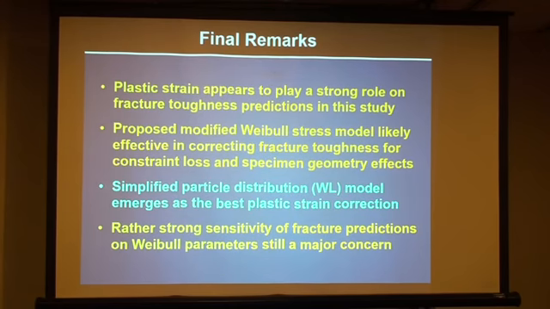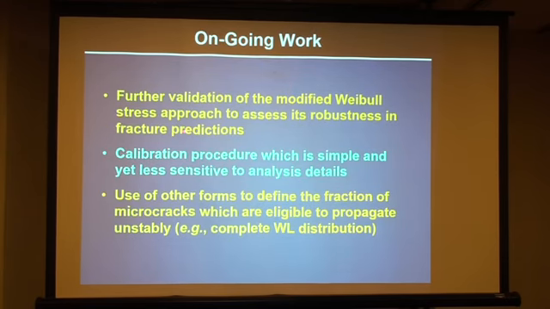So finally, okay, sorry, I ran out of time. The simplified particle distribution is, within this work, the best plastic strain correction. Of course, there is a rather strong sensitivity of fracture predictions to the Weibull parameters, and this is still a major concern. So what we're doing here is a further validation of the approach, a calibration procedure which is simple and still less sensitive to analysis details. So calibration is still a very key issue here. And also the use of other forms to define the fraction of microcracks, or the psi sub c function.